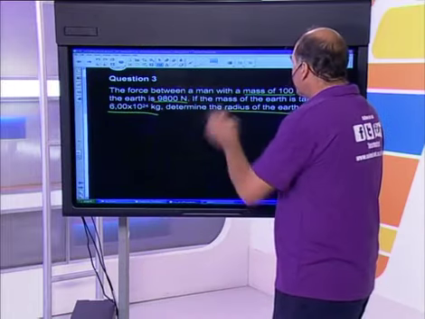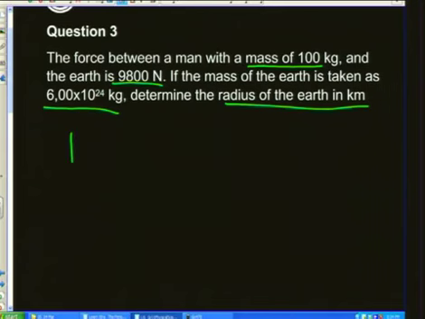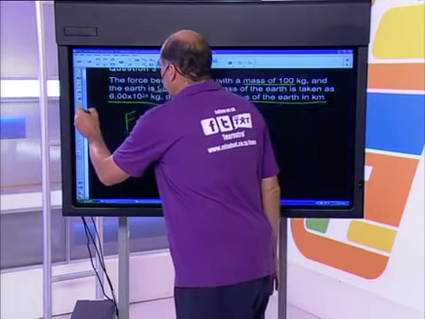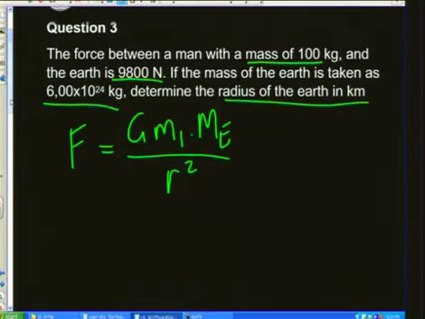Now we're going to check if the data that we used earlier is actually accurate. So let's do it. We're going to use exactly the same formula. F is equal to G, M1 for the man, ME for the Earth, divided by R squared. But now, in this case, what are we asking? We're asking for R squared. Don't be tempted to change the formula. You must substitute in first. So we're going to substitute in for all the things that we're given.